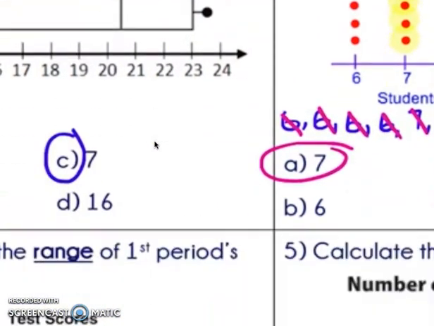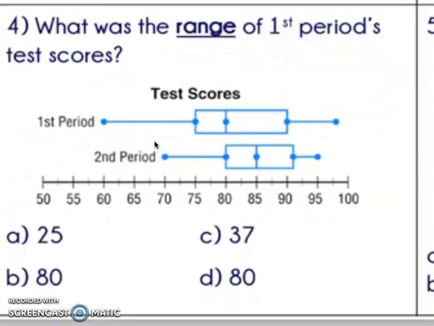Okay, all right, let's take a look at number 4. Number 4, it says, what is the range of first period's test scores? So we know that range is maximum minus minimum. Okay, and on a box plot, the upper and the lower extremes, the maximum and the minimum, are out here on our ends. Okay, they're what we extend those whiskers to. That's our maximum and that's our minimum.